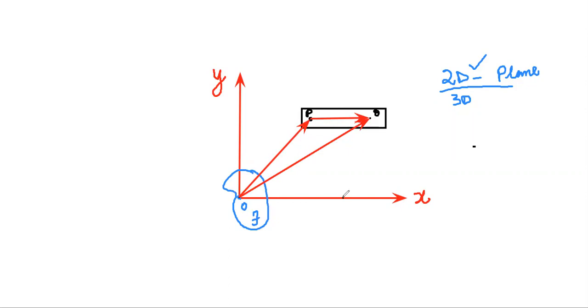Along the x-axis we define a unit vector, which we call i cap, and along the y-axis we define a unit vector, which we call j cap. These are our unit vectors along the x and y axes. Now, this is the radius vector of point P drawn from point O. We call this R OP. This is the radius vector drawn from point O to point Q. We write this as R OQ. And this is the radius vector drawn from point P to point Q. We write this as R PQ.